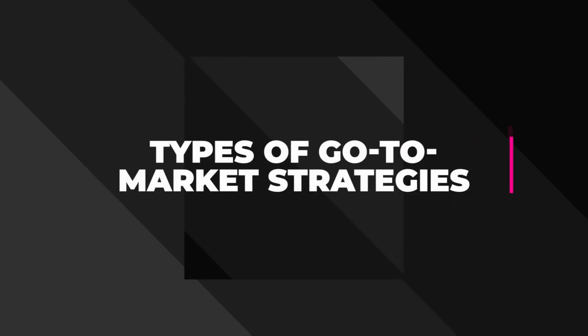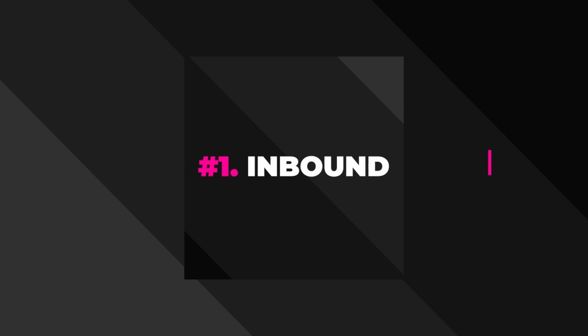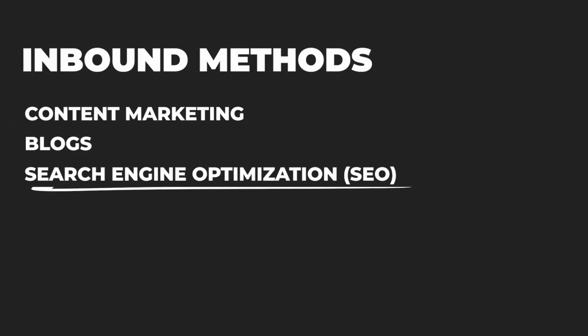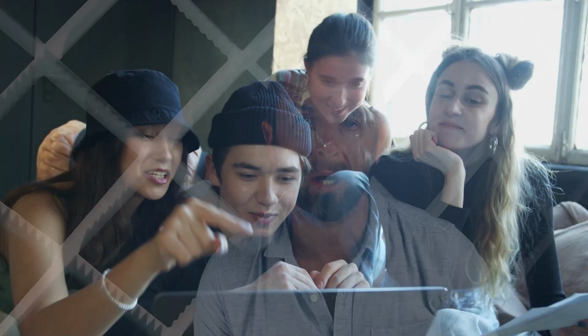So let's have a look at the different types of go-to-market strategies. Now, your go-to-market strategy can be product-led or sales-led, but you can also direct your strategy towards any of the models outlined below, or a combination of all or some. Number one, inbound. Now, you can create brand awareness and attract prospects organically at every stage of the buyer's journey using methods like content marketing, blogs, and search engine optimization, or SEO. Inbound helps to attract people who are already looking for your solutions with the right content and at the right time as well. Number two, outbound.